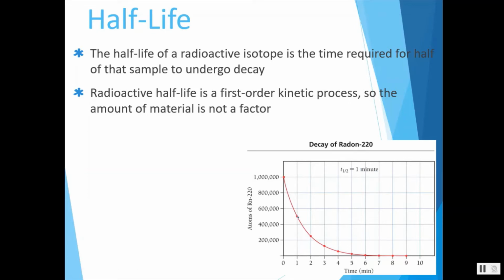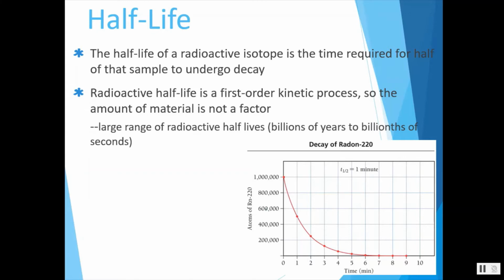Half of 500,000 is going to be 250,000, shown here, and that's going to take 2 half-lives, or 2 minutes. So it doesn't matter where we are on the curve, we're going to see that to get to half the material we were at before, it's going to be the same amount of time. Different materials are going to have different half-lives, and depending upon the material, we'll see that this rate can be billions of years to billionths of a second. So there's a huge range in which these radioactive particles decay.